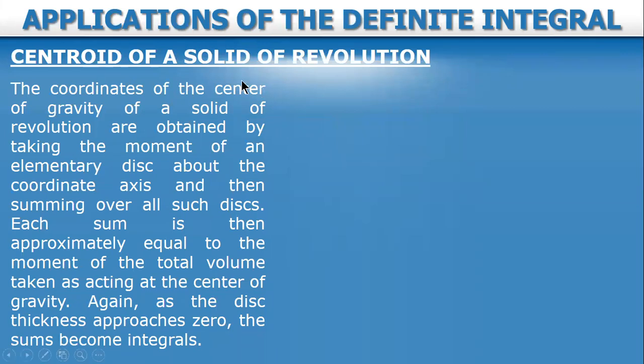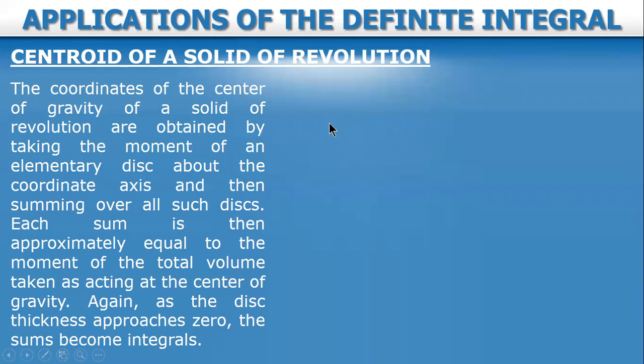Now, this is analogous to locating the centroid of a plane area. So if you recall, in the centroid of a plane area, we also took the moment of the differential or the rectangular element about the x and y axis, and then we sum up. So this is similar to the centroid of a plane area, but this time volume.